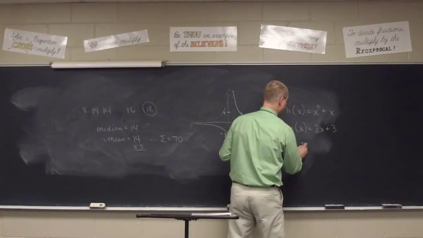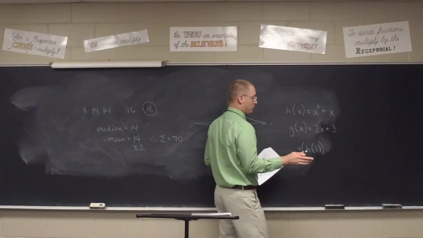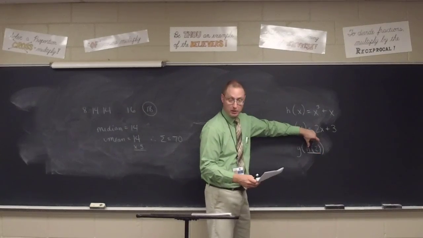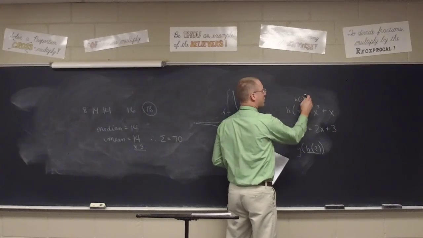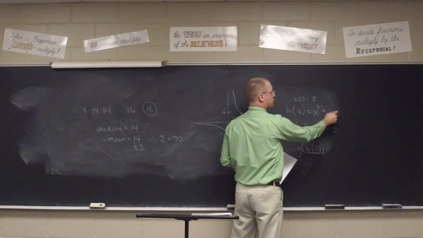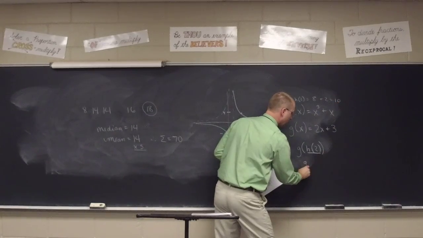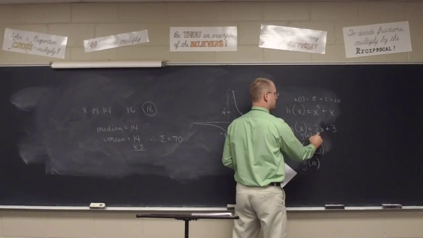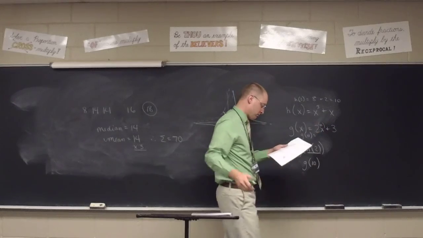It says, what is g of h of 2? So quick refresher from Algebra 2. We're going to start by finding h of 2. Always go with the inside set of parentheses first. Well, what is h of 2? Remember, that means you're going to put a 2 where the x is and cube it, and you're going to put a 2 where the x is and add it, to get 10. So h of 2 is 10. So really it's saying find g of 10. That means we put a 10 where the x is. 2 times 10 plus 3 is 23.